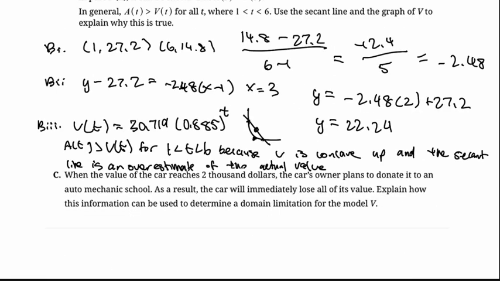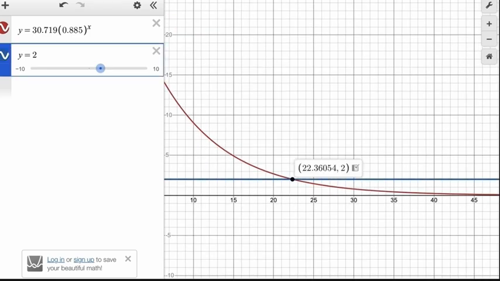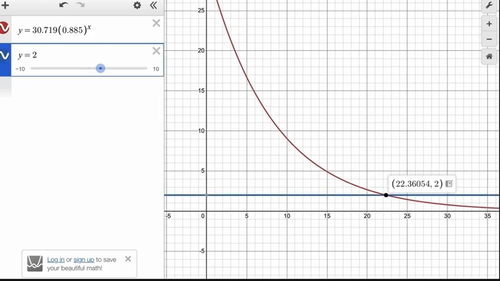For part 3, we have to find the domain limitation for model V using the information given. So we have to find when the value of the car will reach $2,000, and we can do that on Desmos by graphing the line y equals 2. With the line y equals 2, we can see that when t equals 22.361, that is going to be when the car's value is 2,000, and that's when the owner is going to donate it.